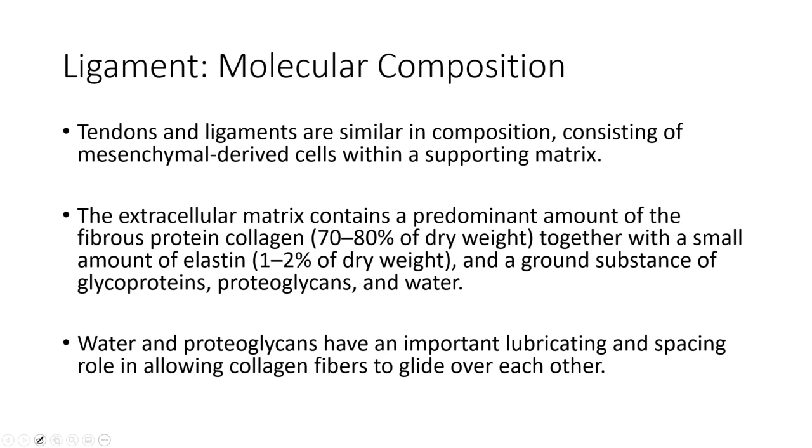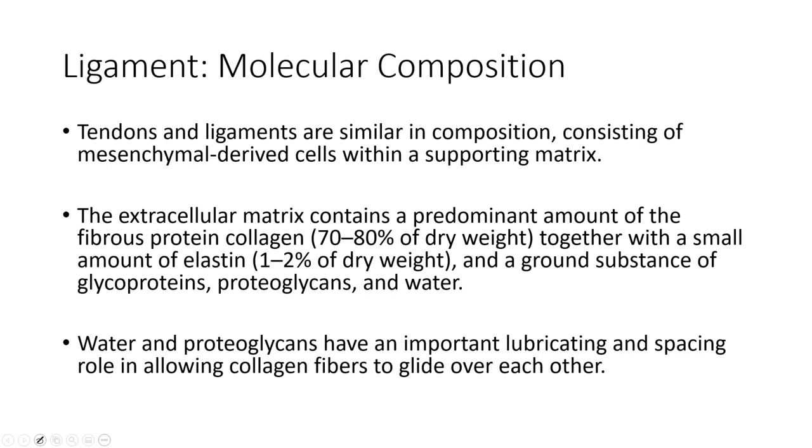The extracellular matrix is primarily the fibrous protein collagen, 70 to 80% of dry weight, together with a small amount of elastin, 1 to 2% of dry weight, and a ground substance: glycoproteins, proteoglycans, and water. The proteoglycans help attract the water, help lubricate and space out the collagen fibers so they can glide over each other when they move. This is true in both ligaments and tendons.